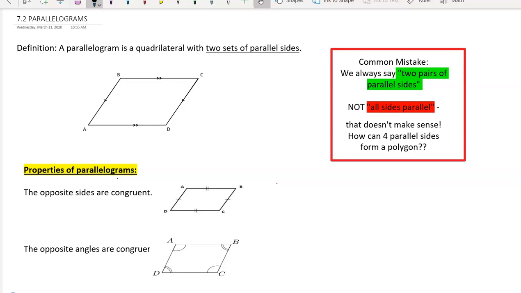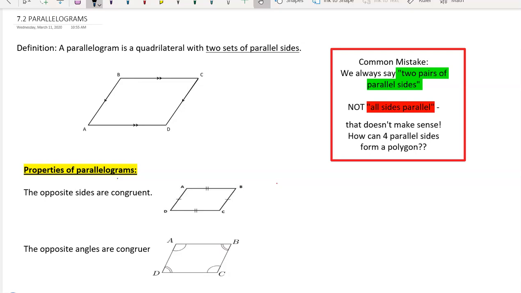In this lesson, we're going to talk about the qualities of a parallelogram and how you know something's a parallelogram. So the definition of a parallelogram is a quadrilateral that has two sets of parallel sides. We always say two pairs of parallel sides or two sets of parallel sides.